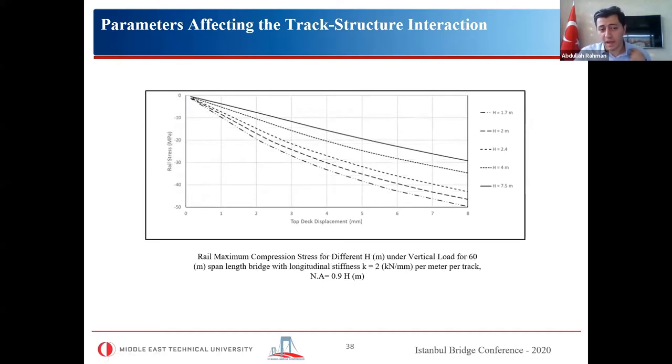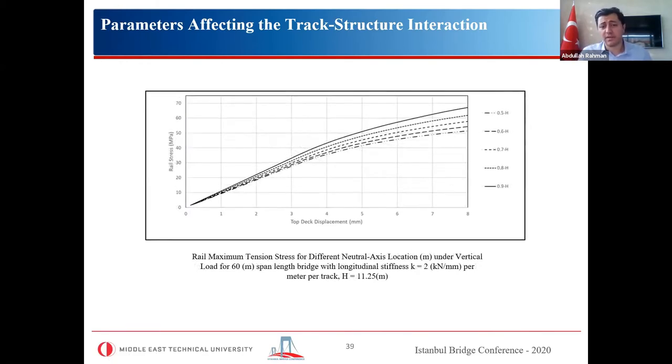Now the same case I plotted with the compression stresses. As you can see, compression stresses are also dropping. The thickest one is the highest bridge deck, and the very dashed one is the shallowest deck. You can see that the rail stresses are decreasing by increasing the bridge deck height.